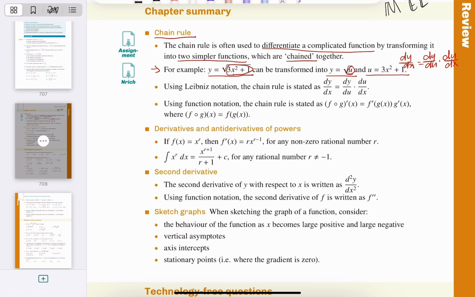So how can you remember this? It's very simple. If you just try to cancel the denominator du and the numerator du, you are left with dy/dx. That's a way to remember it. So here is the chain rule stated as this one.